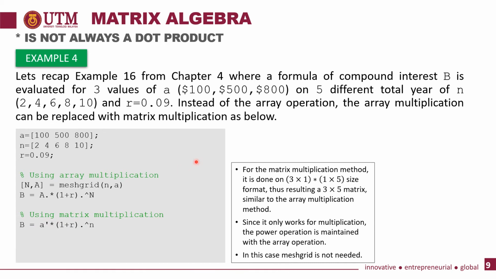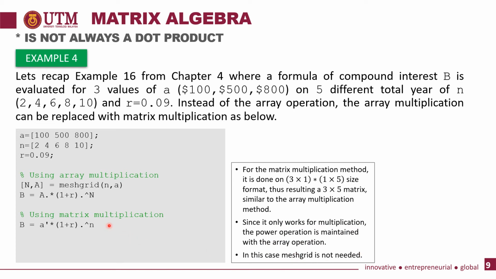For the matrix multiplication method, it is done on a 3 by 1 multiplied by a 1 by 5 size format, thus resulting in a 3 times 5 matrix for matrix N and matrix A, similar to the array multiplication method. Since it only works for multiplication, the power operation is maintained with the array operation. So in this case, mesh grid is not needed.